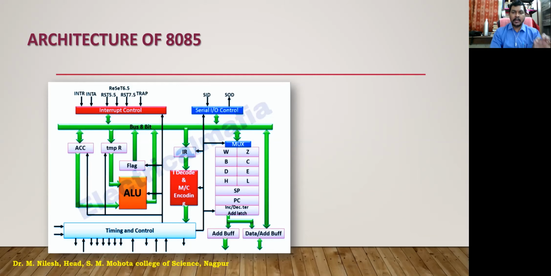Register pair HL is always used for memory location. So whenever data is stored in a memory location, the address of that particular memory location is stored in HL. I hope you got that. That is why it is a 16-bit address. Whatever address HL has, the data will be in that particular memory location.